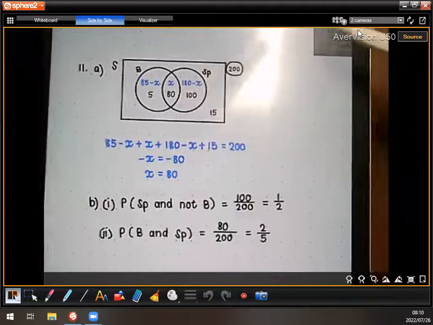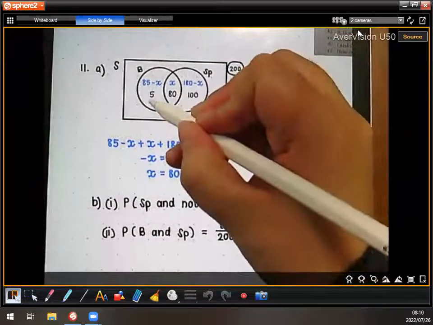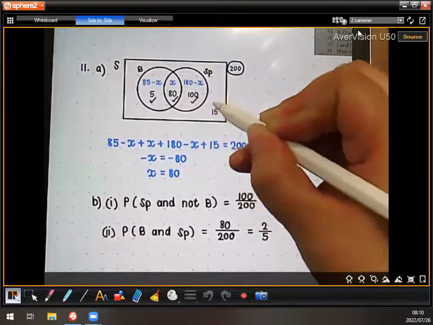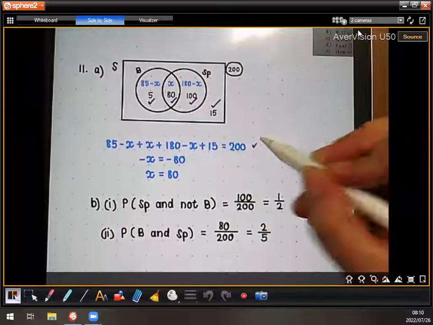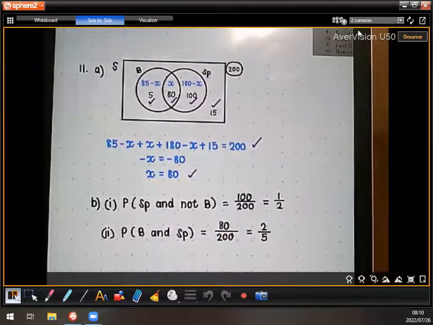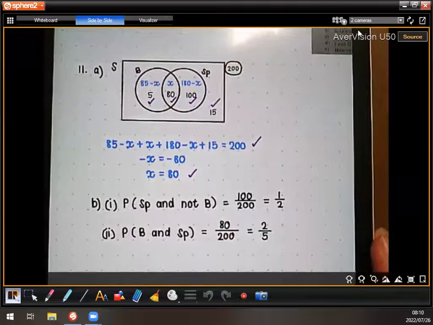So when we're marking this, we'll give you a mark for the 5, a mark for the 80, a mark for the 100, and a mark for the 15. And if you had to do some calculations here, you will get 2 marks for that as well. And then you always have to put the answer in.